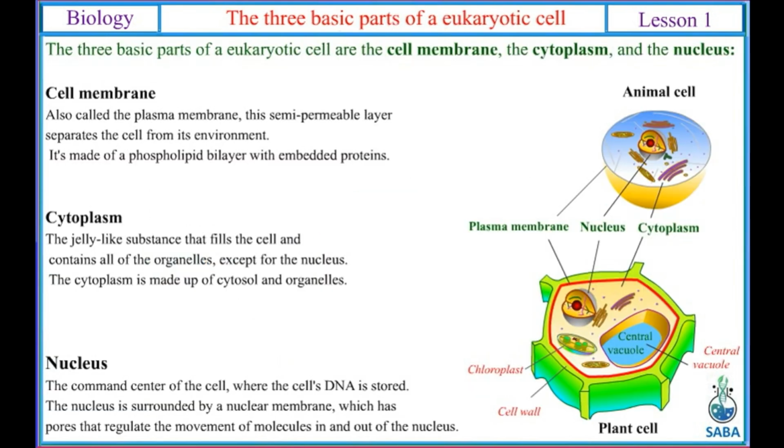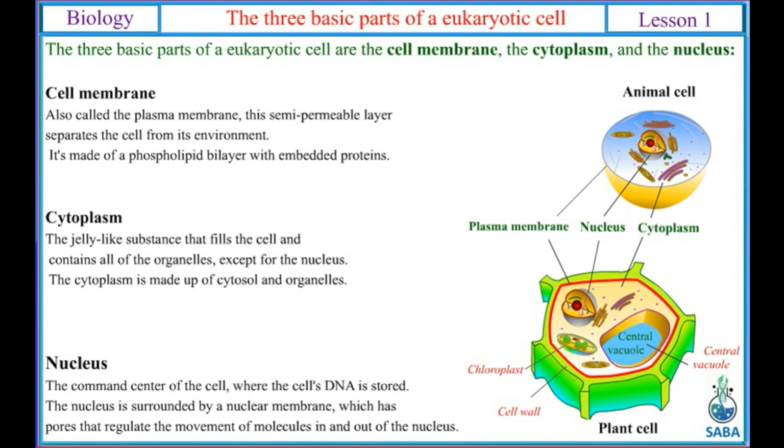The three basic parts of a eukaryotic cell are the cell membrane, the cytoplasm, and the nucleus. Cell membrane, also called plasma membrane. This semi-permeable layer separates the cell from its environment. It's made of a phospholipid bilayer with embedded proteins.